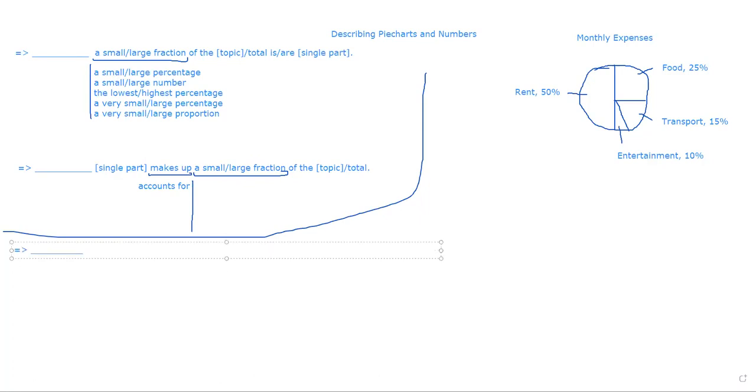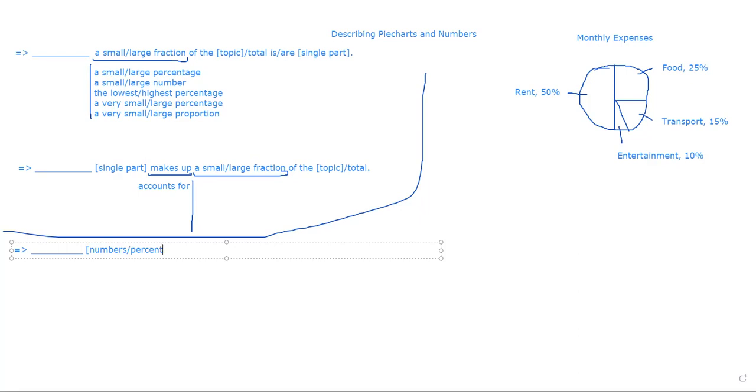Then the basic strategy is the same. Now this small or large fraction, percentage, number, proportion, instead of these general expressions, now we are going to need to include the numbers here, numbers or maybe percentages.